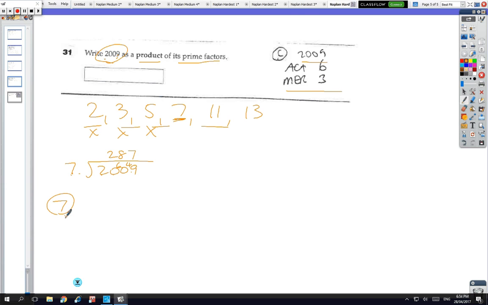Okay, so there's my first number, and now I'm down to 287. I'm going to try 7 again, see if that works. 7 into 2 doesn't go. 7 into 28, 7 4s are 28, no remainder. 7 into 7 goes once, so that means I've got another 7, and I recognize 41 as a prime number as well. There's no numbers that go into 41. None of these numbers go into 41. So the product of primes is 7 by 7 by 41. And that's our last question in the series.